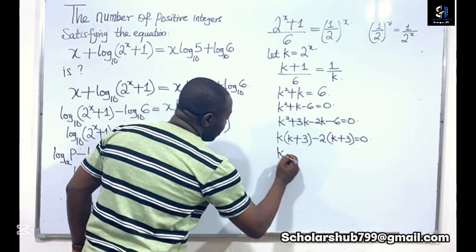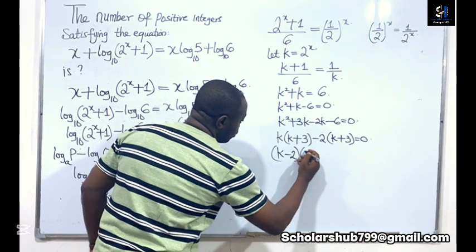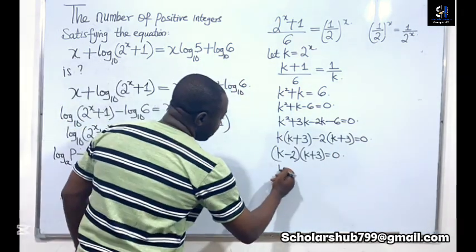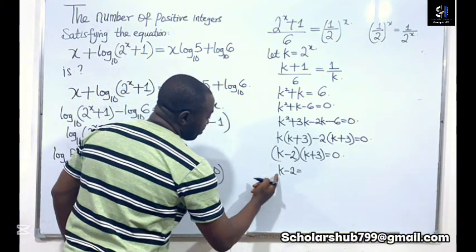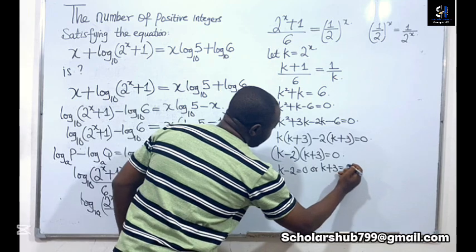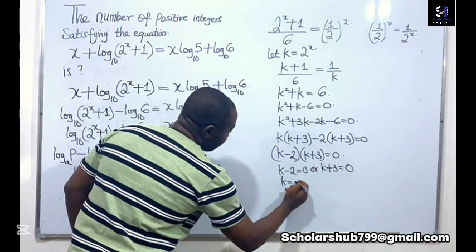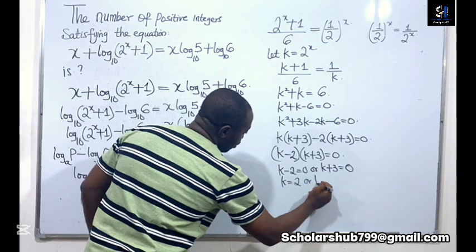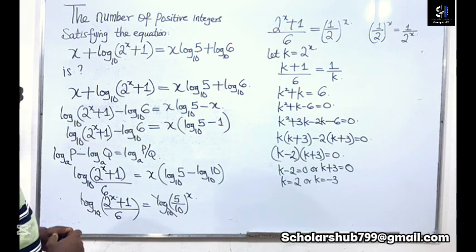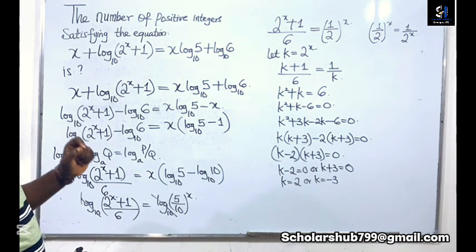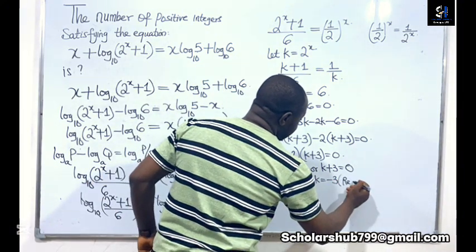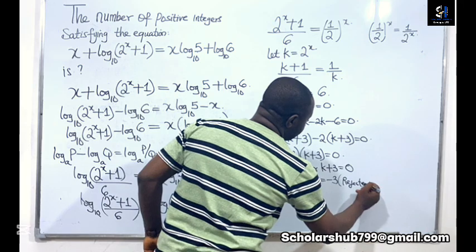Alright, so now we have the product of k minus 2 and k plus 3 equals 0. So this means that k minus 2 is equal to 0, or k plus 3 is equal to 0. Then the value of k is equal to 2, or the value of k is equal to minus 3. Now let's not forget that we're looking for the number of positive integers satisfying the equation. So this will be rejected. This is negative, okay? This will be rejected.